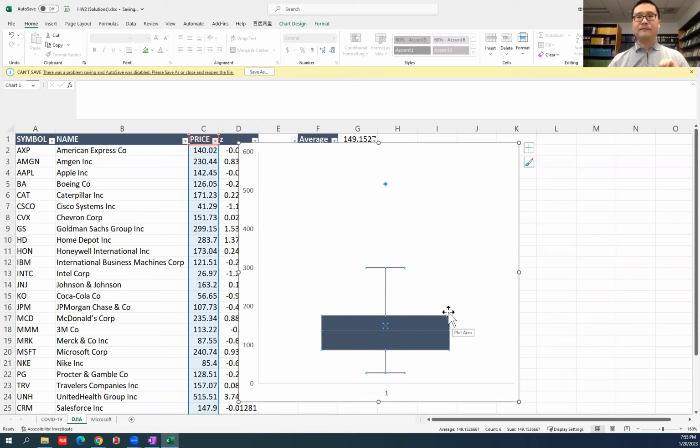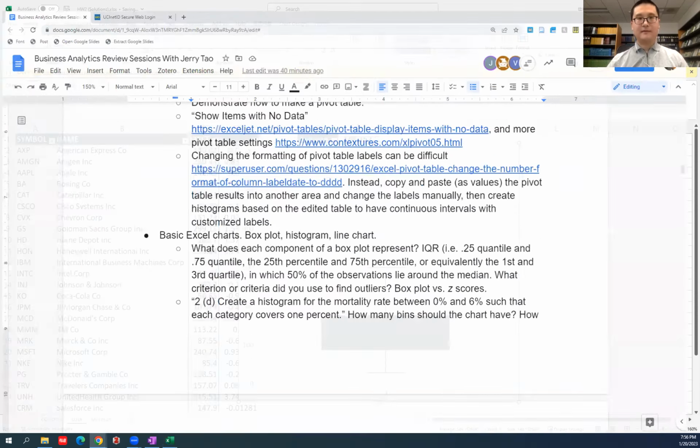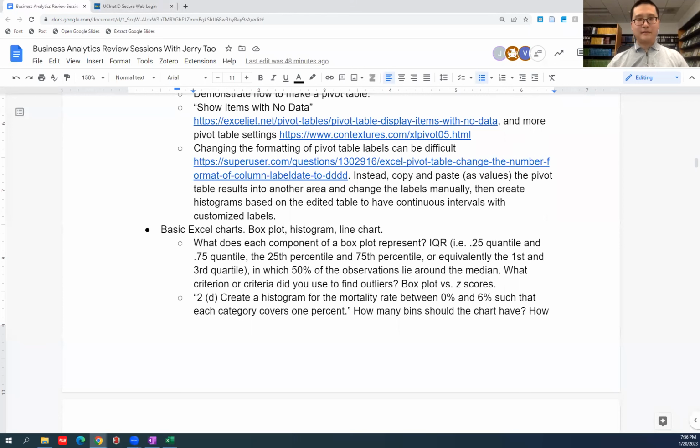So that's why the bottom whisker and the top whisker represent slightly different meanings in this case. The bottom one is the minimum value, and the top one is built by 1.5 times the IQR. All right. Any questions regarding box plots?